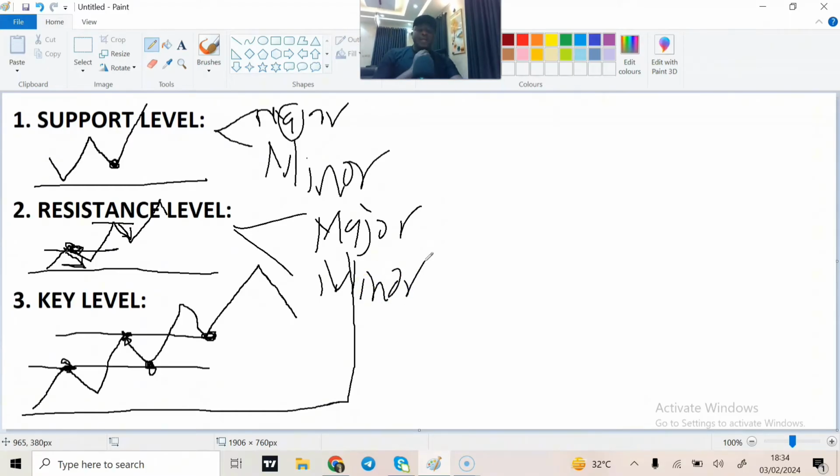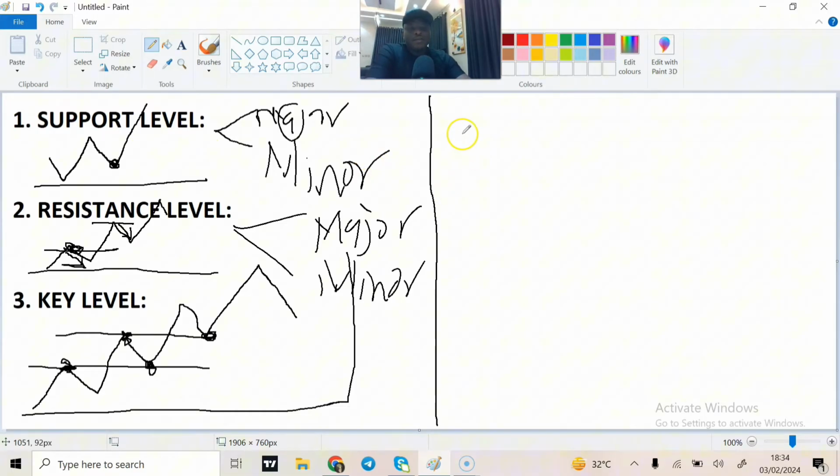Okay, so a support level can be a major support or a minor support, and a resistance can be a minor resistance or a major resistance. Now, the main thing that makes the difference is the rate of reversal, or let's say the degree of reversal that they bring to the market. For instance, let's use a support level.